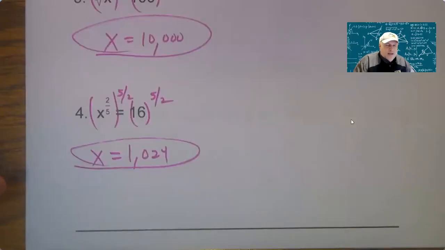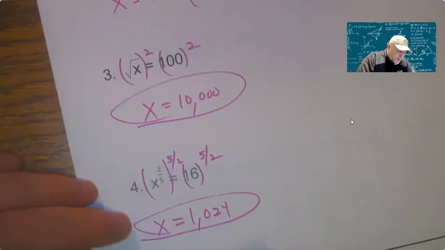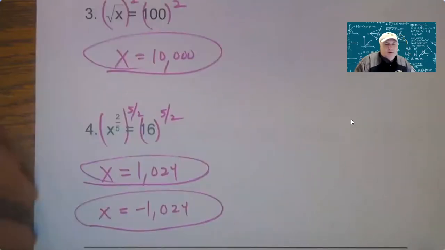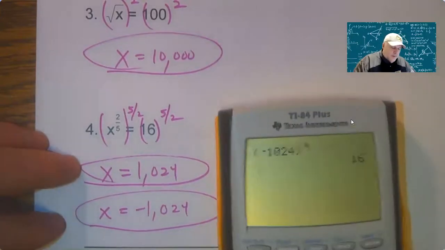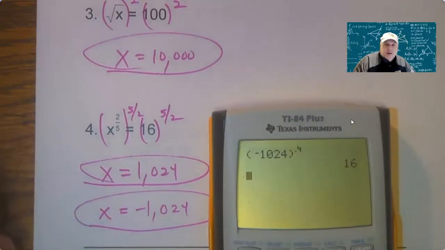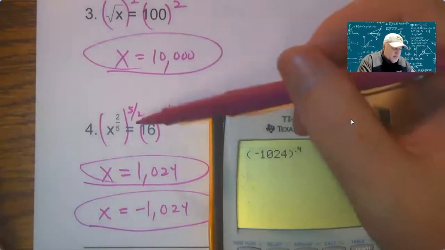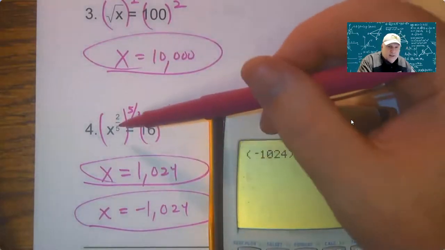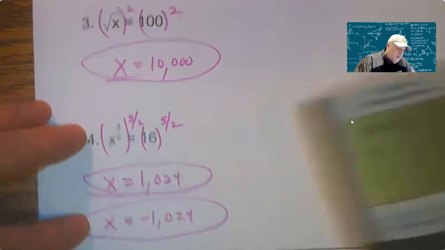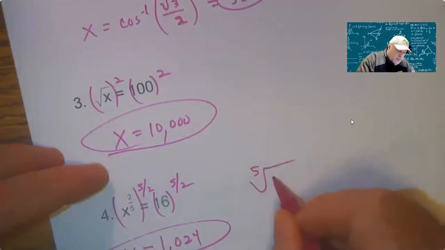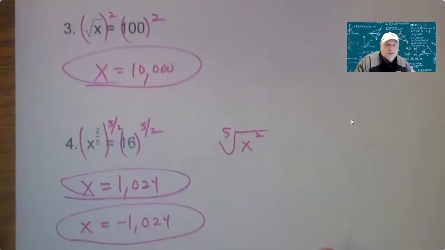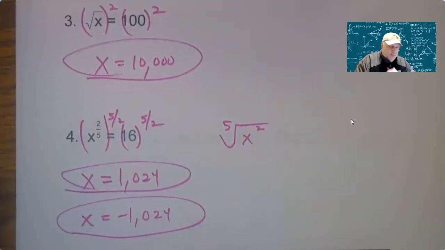Also, on these, a lot of times with these powers, if you check to see that the negative works, it does. And that's a little thing that we're going to get into later on, that sometimes the negative works. I paused the video for a moment there. It has to do with the fact that you're actually squaring first and then taking the 5th root. So it has to do with the nature of what this means. But negative 1024 also works.